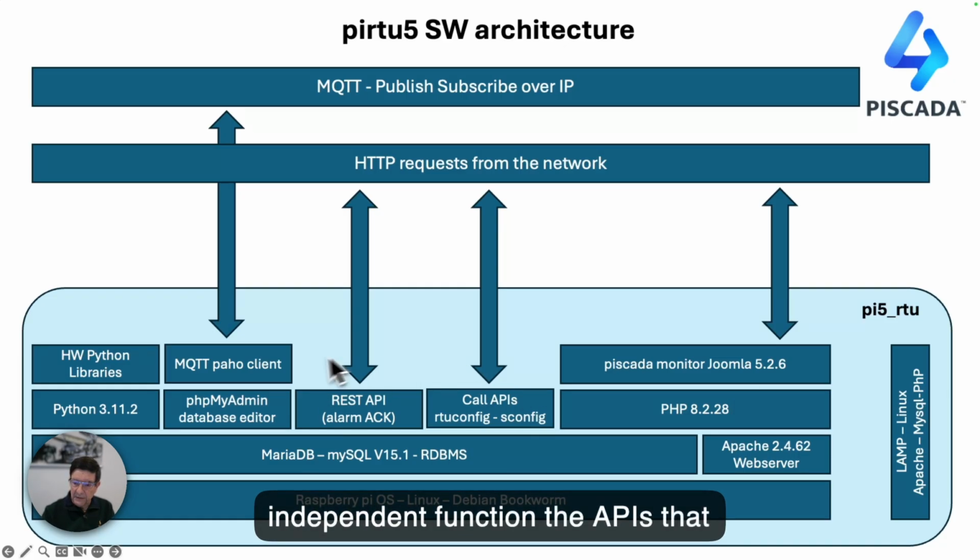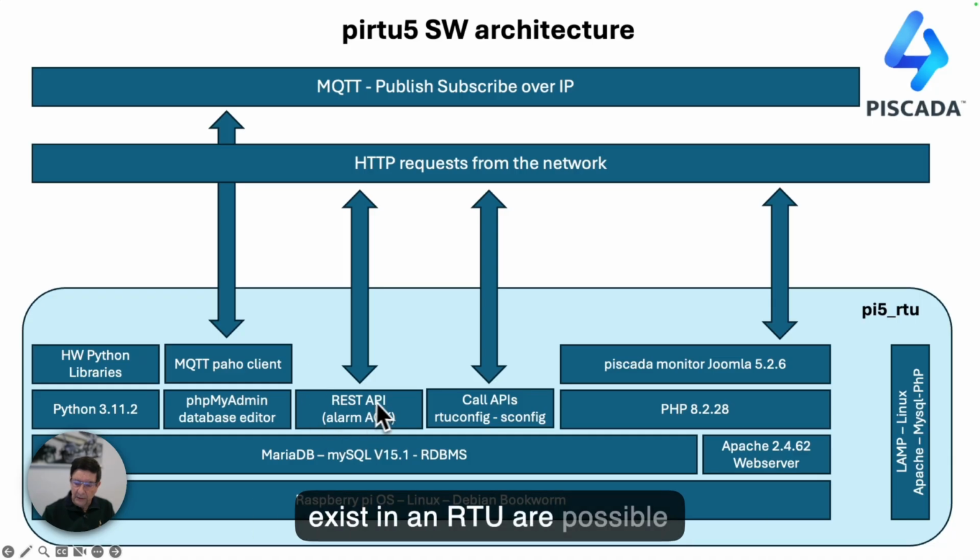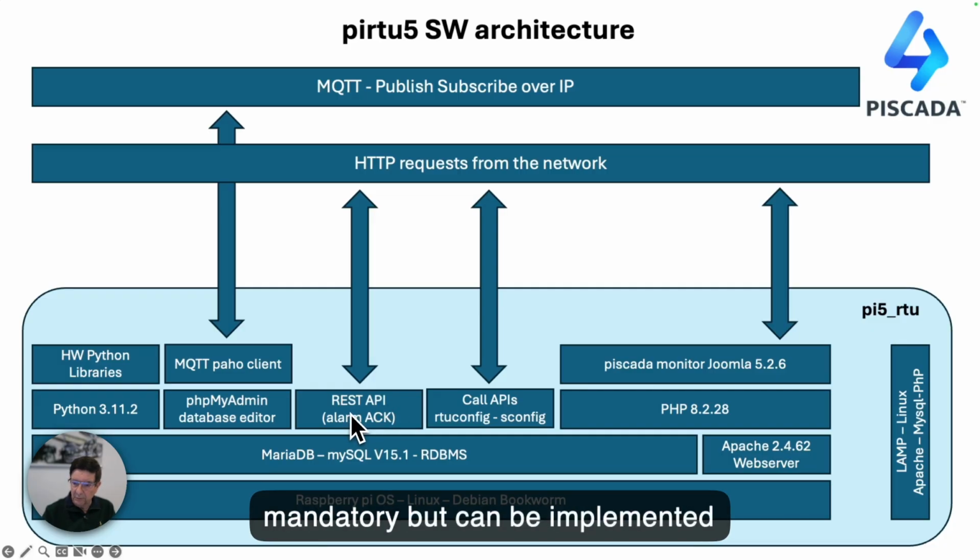The APIs that exist in an RTU allow acknowledging local alarms, which is not mandatory, but can be implemented as well. You can have alarms on each independent RTU. And then the very important part of configuration that we're going to be talking about, the RTU config.